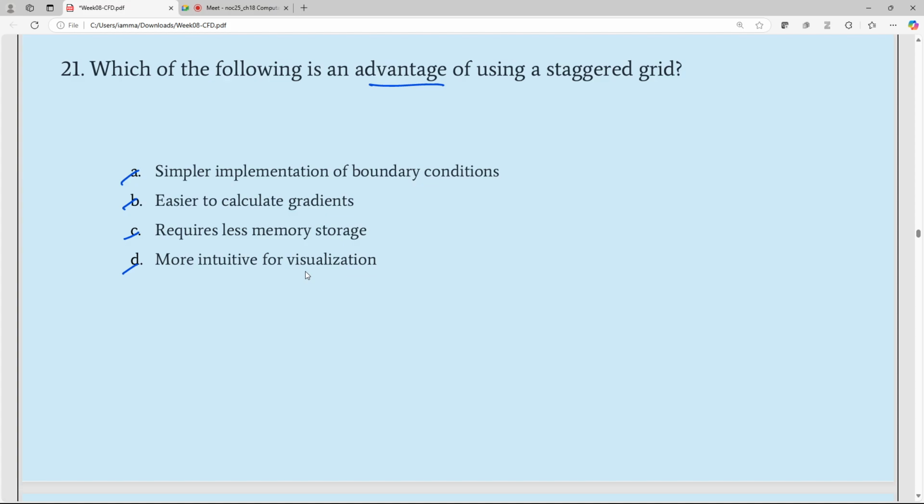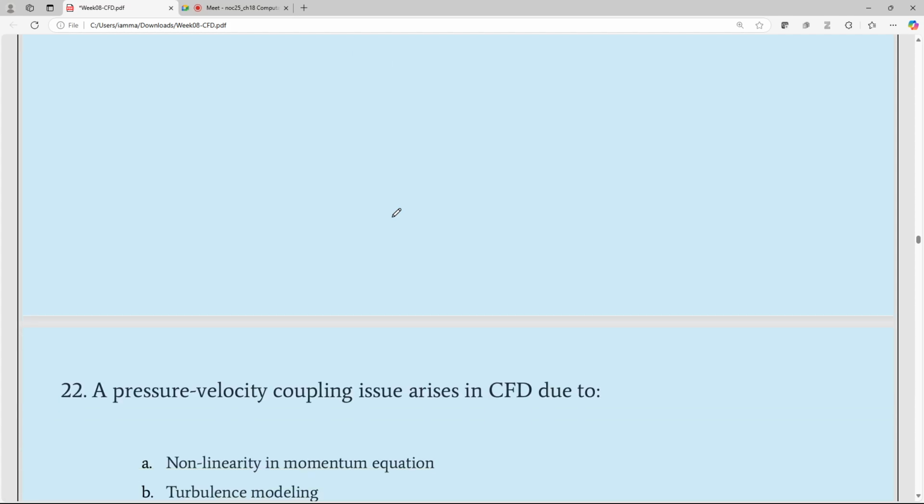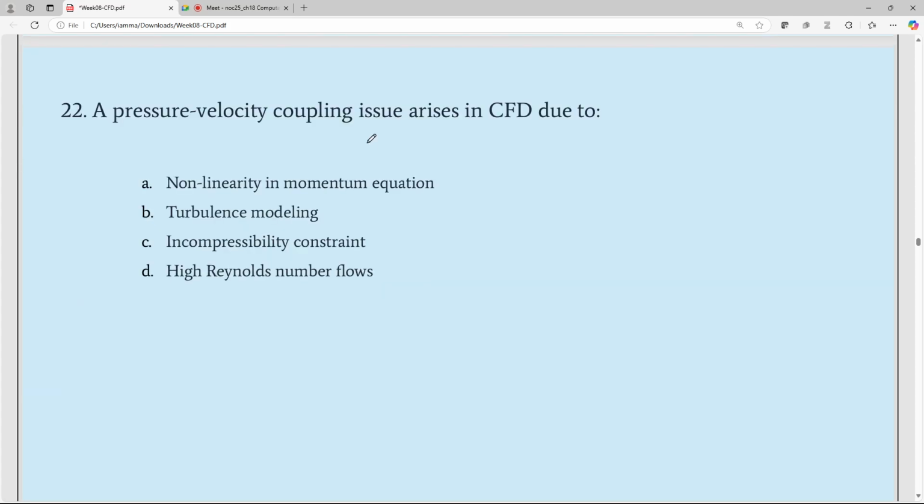Our answer is option B, easier to calculate gradients. While using staggered grid, it will be easier to calculate the gradients of velocity. Moving on to next question.